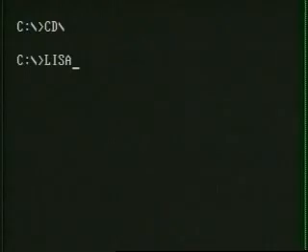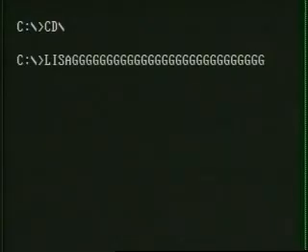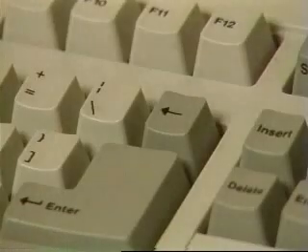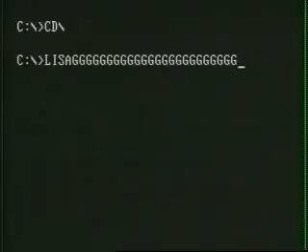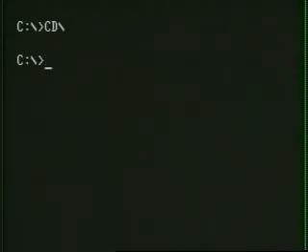Try this. Hold down the G key for a couple of seconds. Notice how the letter keeps repeating itself. Now press the backspace key and notice how the characters are erased one at a time from the cursor position to the left. Okay, hold the backspace key down until all the text is erased and we are back to the prompt.